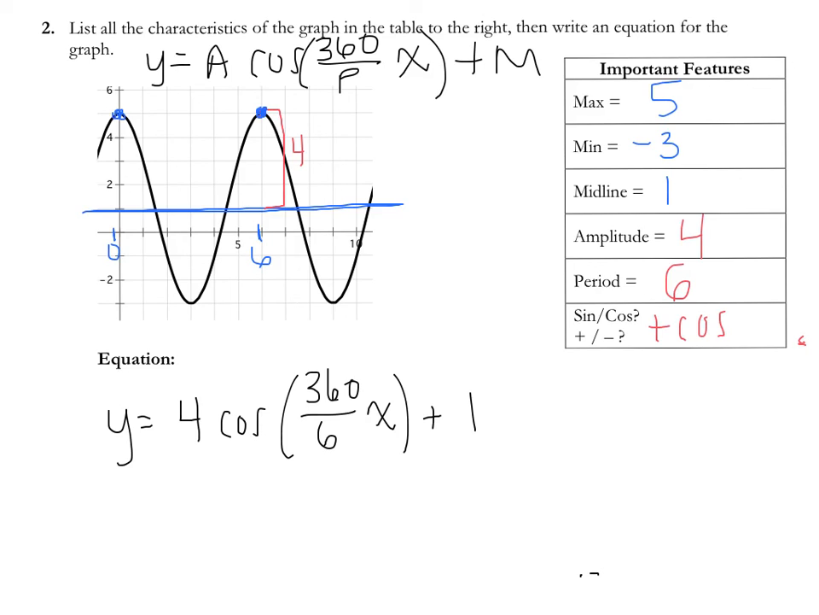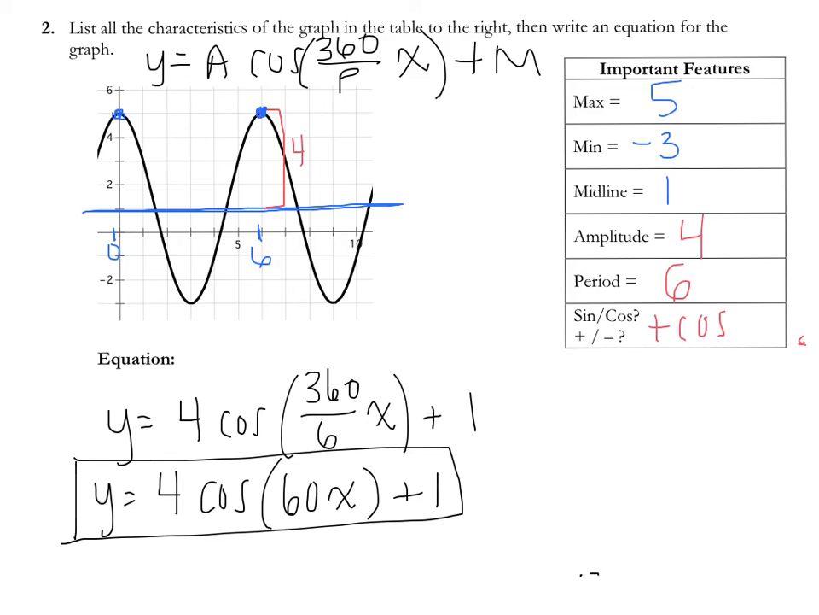And then let's check if we want to use positive cosine, there's just a positive out in front here, so we don't have to write it. If this was negative cosine, we would want to put a negative out in front. So now we can simplify a little bit. We get y equals 4 times the cosine of 360 divided by 6 is 60. So we get 60x plus 1.